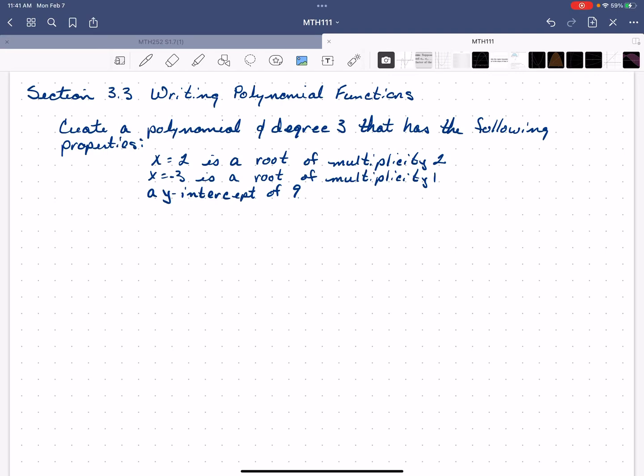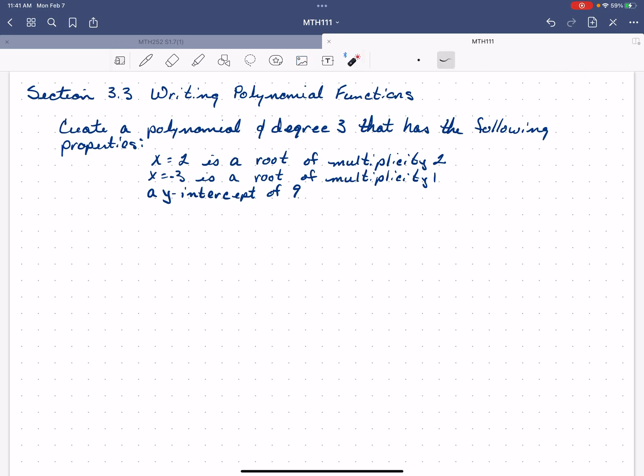Okay, let's take our knowledge of polynomial functions and their zeros, and we're going to turn this around and go backwards. So I want to write a polynomial function of degree 3 that has a 0 of multiplicity 2 at x equals 2 and a 0 of multiplicity 1 at x equals negative 3 and a y-intercept of 9.